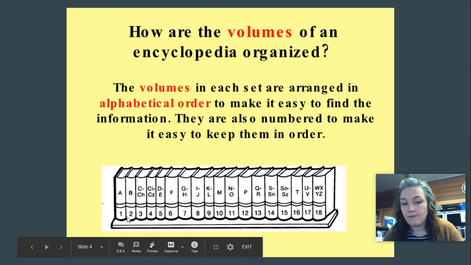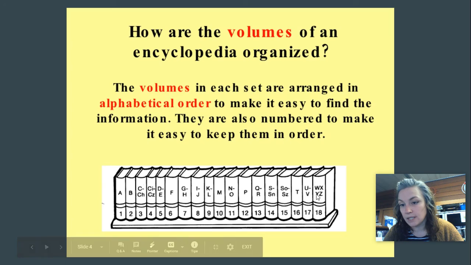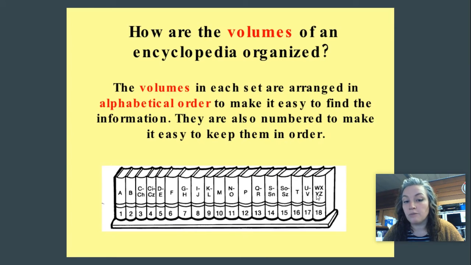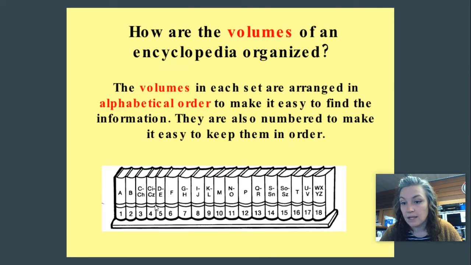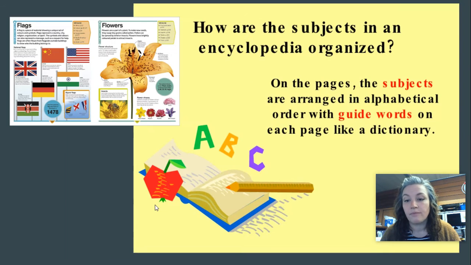And so usually they'll have the numbers on them, like you see here at the bottom, 1 through all the way to 18. And then you'll see A, B, C, all the way to Z. Okay. Some of the volumes have more than one letter. Like, for example, this one has I's and J's. And this one, the C's are too much information to fit in just one volume, so it actually has two. So you would have to pay close attention to which one you would need if you were looking up a topic that started with the letter C.